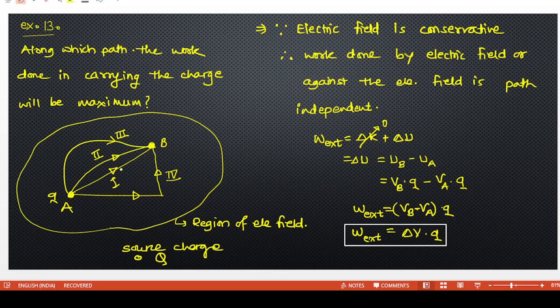You go by any path. Your path will not decide the final potential and initial potential. Final point potential and initial point potential are already predefined by the source charge. So this is how mathematically also you can prove that the work done is path independent.